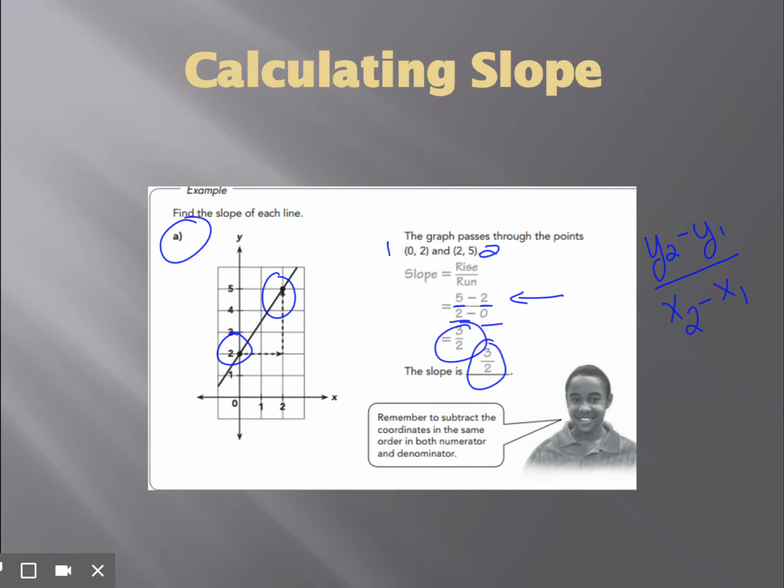Please feel free to leave them as improper fractions. Again, slope as an improper fraction looks better and just makes more sense than actually converting it to a mixed number. If you want to make it a decimal, that's okay. But again, I really just suggest leaving it as an improper fraction.